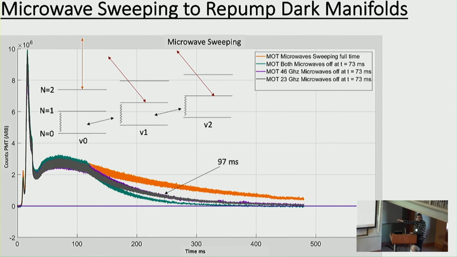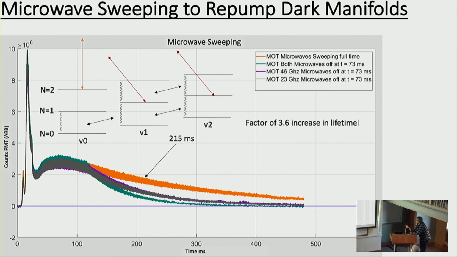Oh, wow, okay, so the lifetime of our MOT just went up to 97 milliseconds. Okay, well, let's keep going. Let's sweep it over N1 and N2 up here at 46 gigahertz. We can dither this guy. And it also increases to 97 milliseconds. Okay, well, that's great. Now we can sweep everything all at once at all times. And now our lifetime went up to 215 milliseconds. And so the lifetime of our dual frequency MOT went up by a factor of 3.6 just by simply sweeping the microwaves over these rotational manifolds, which is great.